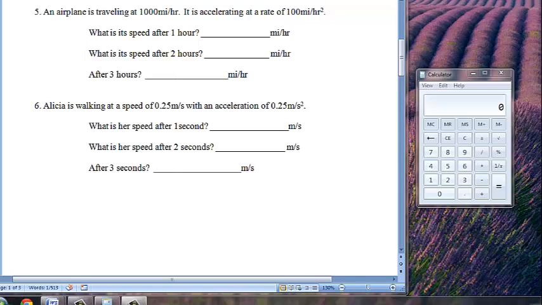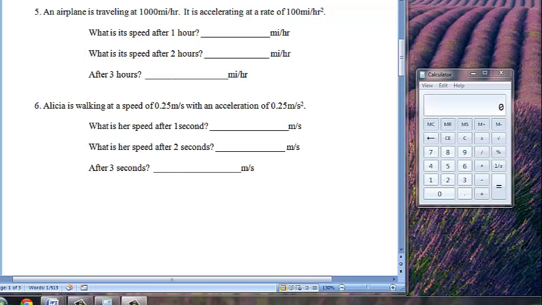For the next problem, we're thinking of an airplane that's traveling at 1,000 miles per hour. That is its starting speed. It is accelerating at a rate of 100 miles per hour squared. This means that its speed is increasing 100 miles per hour for every hour that passes.